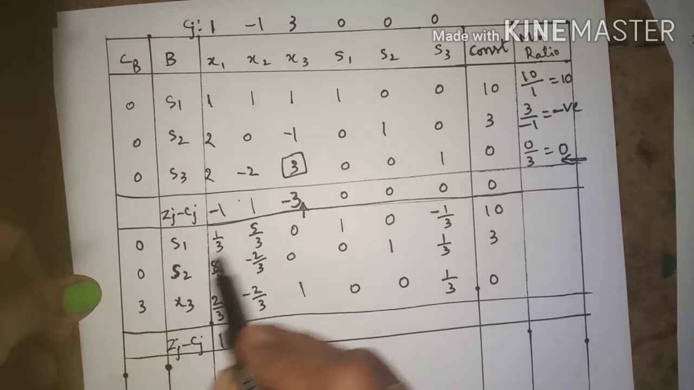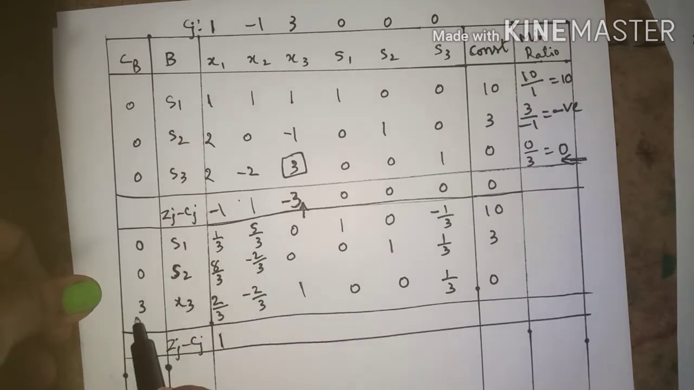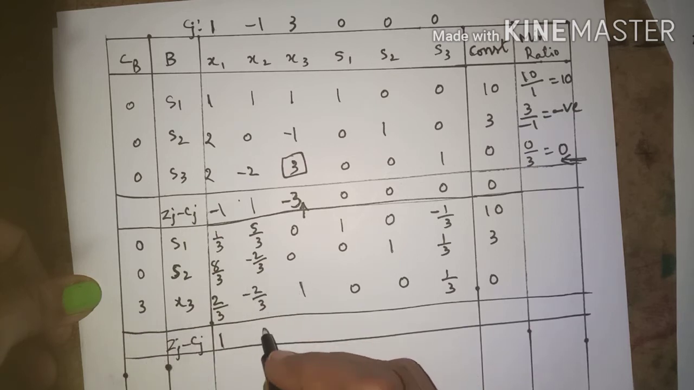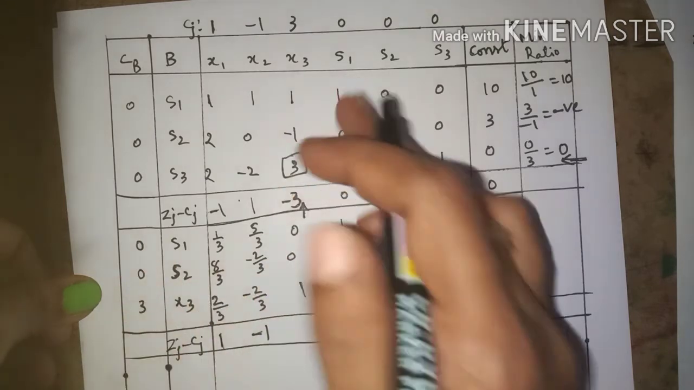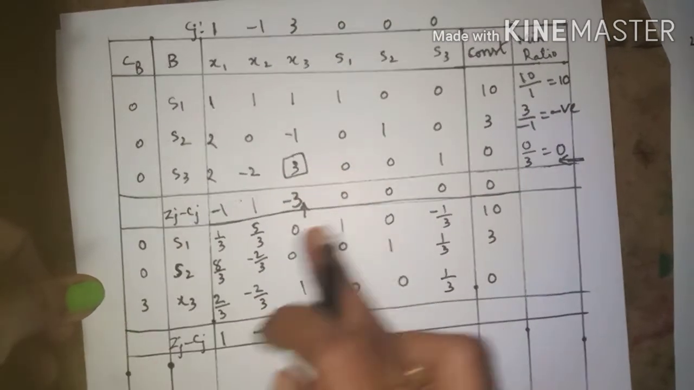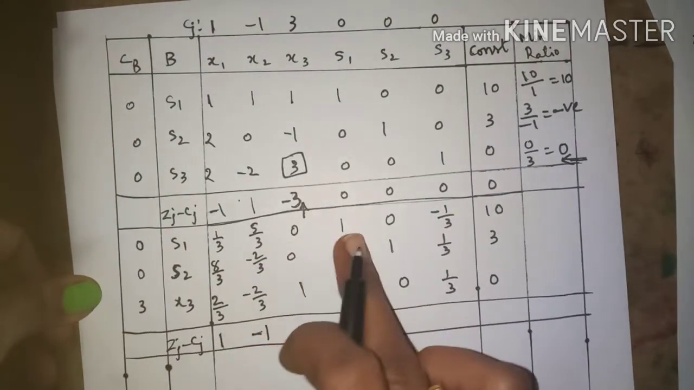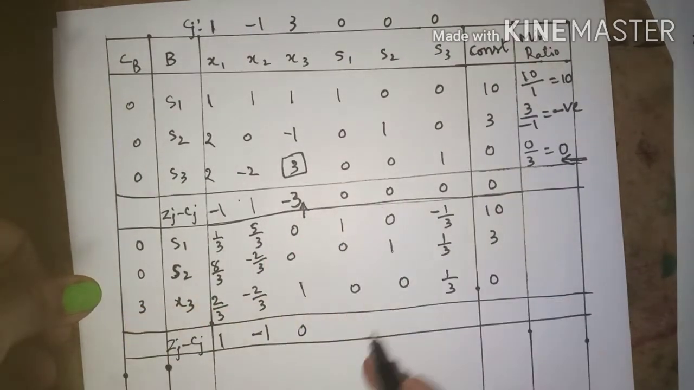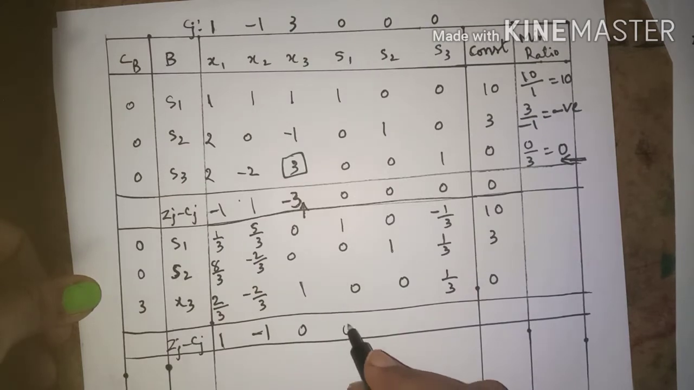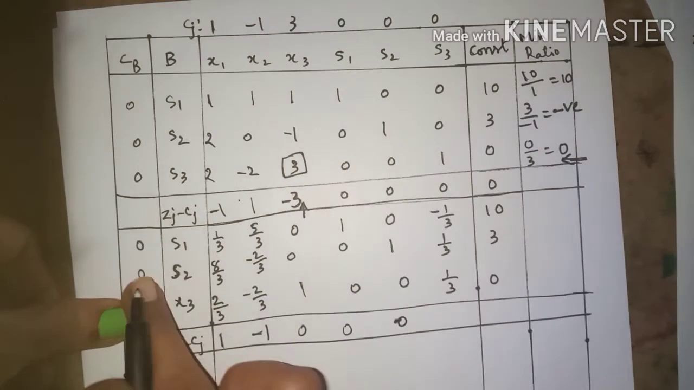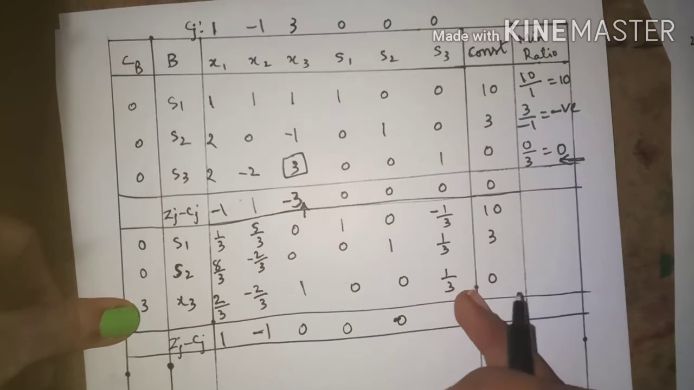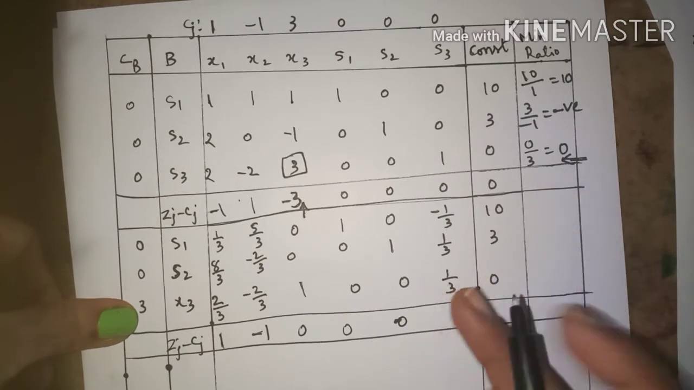After that, 0 into 5 by 3 plus 0 into minus 2 by 3 plus 3 into minus 2 by 3. 3 gets cancelled. Minus 2 minus of minus 1 plus 1, that is equal to minus 1 you will get here. Now 0 into 0 plus 0 into 0 plus 3 into 1 minus 3, 0. Next 0 into 0, 0 into 1 plus 0 into 0 plus 3 into 0 minus 0, 0. Now here also 0, 0, 3 into 0, 0 minus 0. Here 0 plus 0 plus 3 into 1 by 3, minus 3 into 1 by 3, 3 gets cancelled, 1.